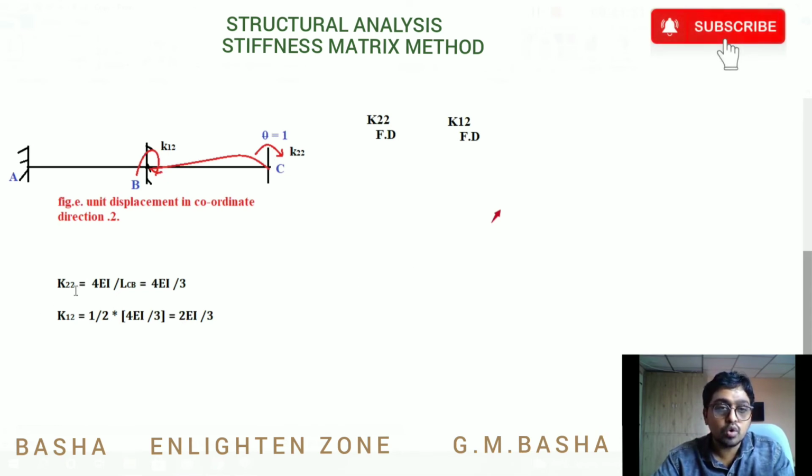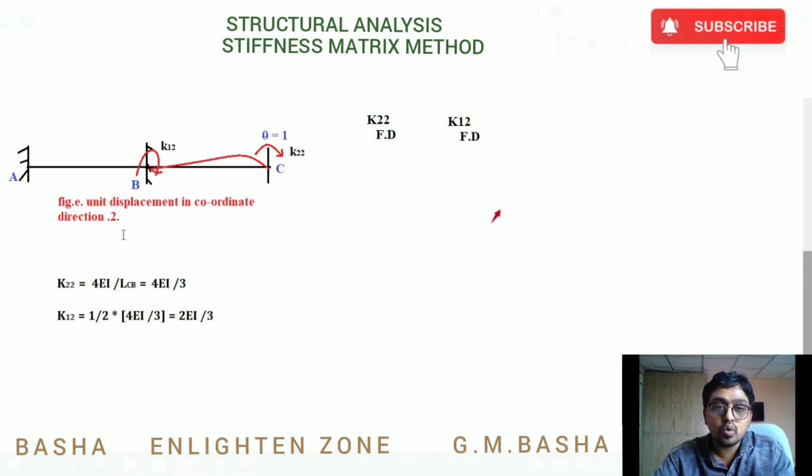Okay, K22. What is the unit movement I told you here? Just remember, K22 will be equal to 4EI by L as your unit value. You just apply 4EI by L for this span CB. If there were another connecting member, you would take 4EI by LCB and 4EI by LCD. But there is no other connecting member here, so you just take 4EI by L directly. That one will be equal to 4EI by LCB, where LCB is 3 meters.